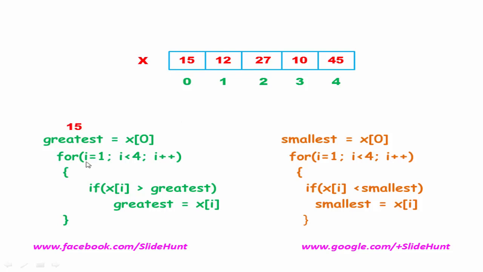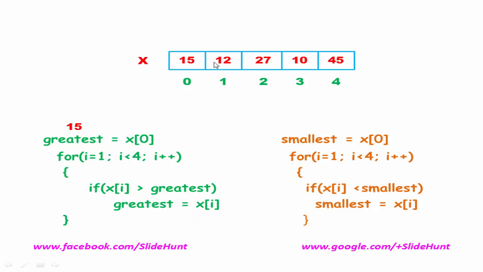Then we use here a for loop which runs from 1 to less than 5. Since we have already used the 0th position here, we no need to check it again. That's why we start from 1. Inside the loop we compare the current position value of x with the value of greatest. This time i equal to 1. So if x of i is greater than greatest, then we copy x of i to greatest.